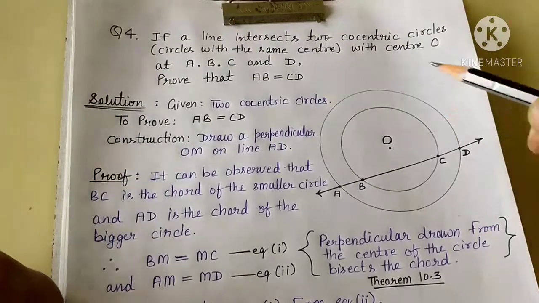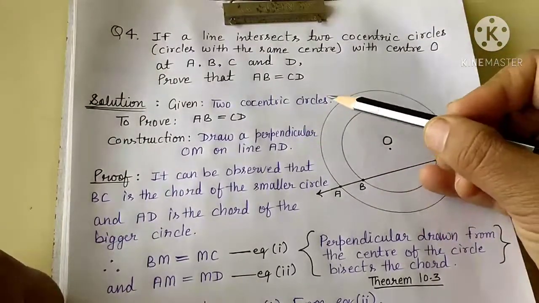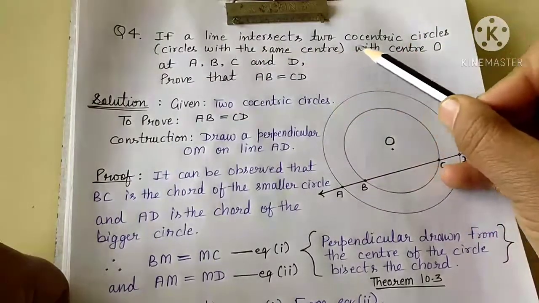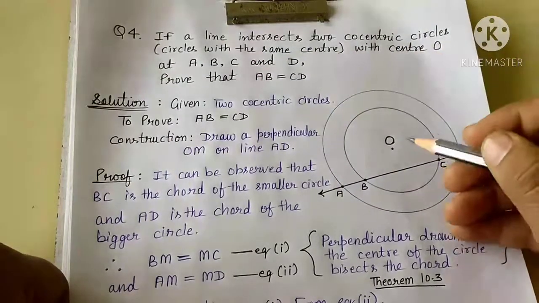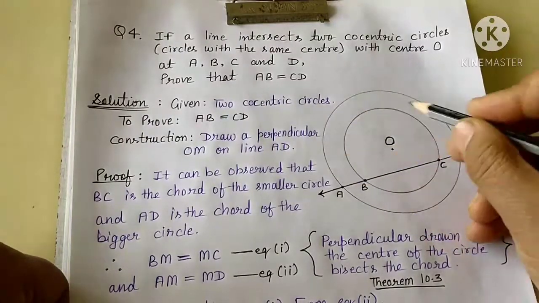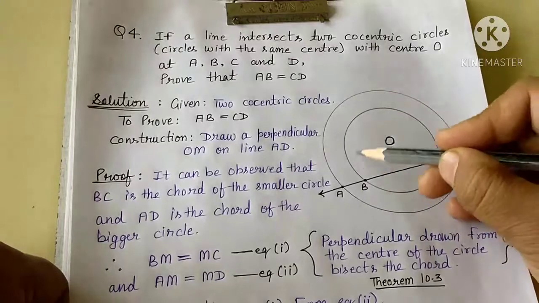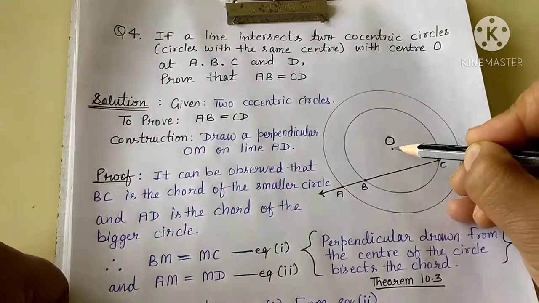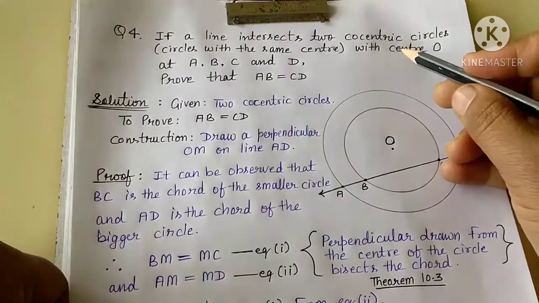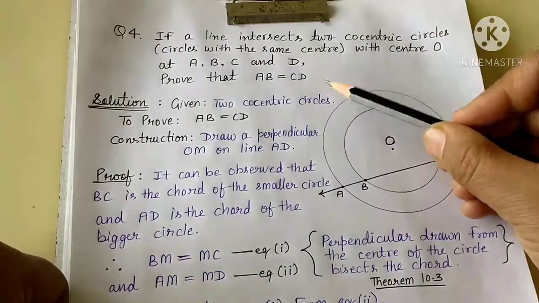Now move to question number 4 of NCERT, and I have already written the question here, so you can check from here. If a line intersects two concentric circles, meaning those two circles which have the same center. As you can see here, one bigger circle and one smaller circle, and both circles are made from the same center. So that's why they are called concentric circles. It is also written: circles with the same center.